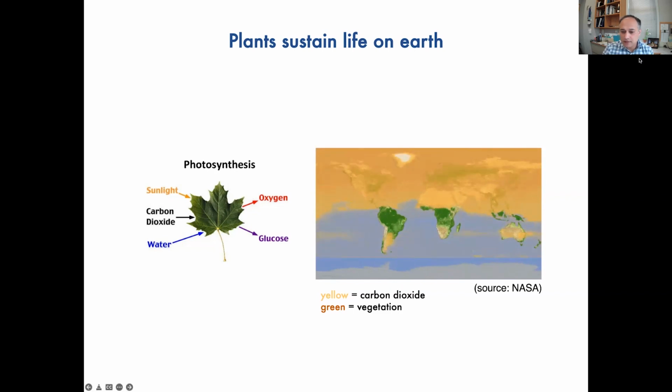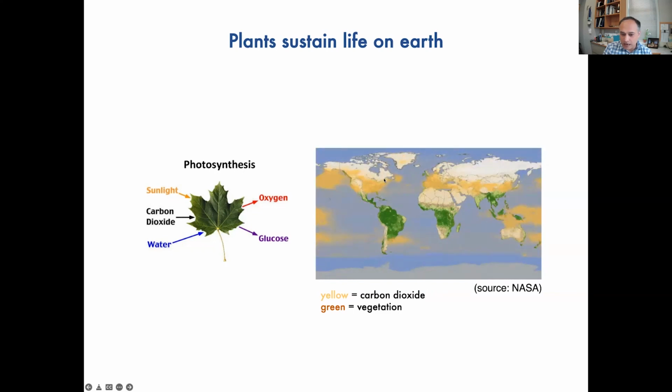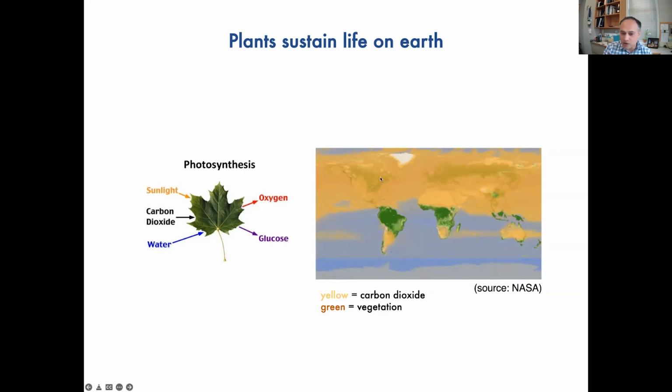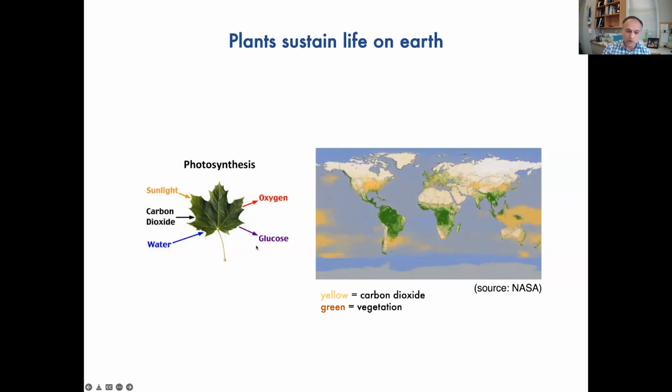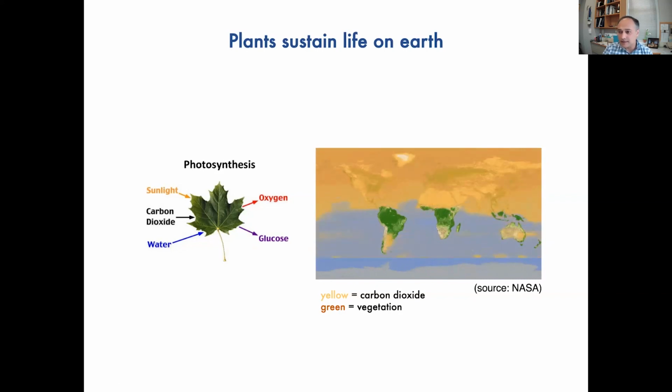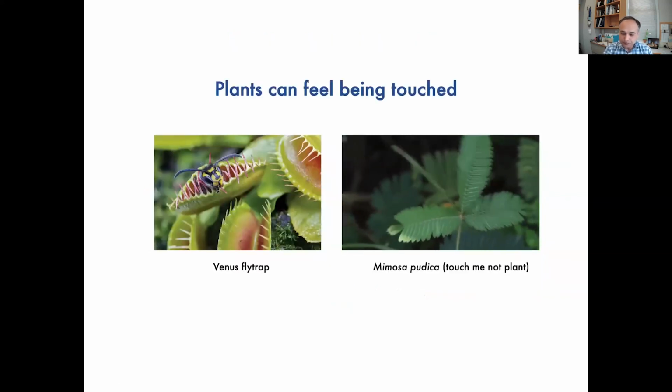What you see here is a NASA satellite image where yellow is the carbon dioxide concentration, which peaks when the plants are not growing. That's in winter. And when plants start growing, especially if you focus on the United States Midwest, when all these crops and plants come back to life in spring and summer, you can start seeing the amount of carbon dioxide in the atmosphere get reduced. This is the remarkable feat that plants do.